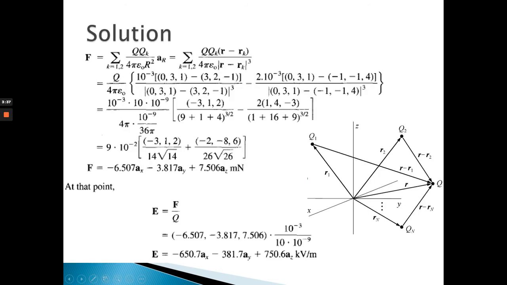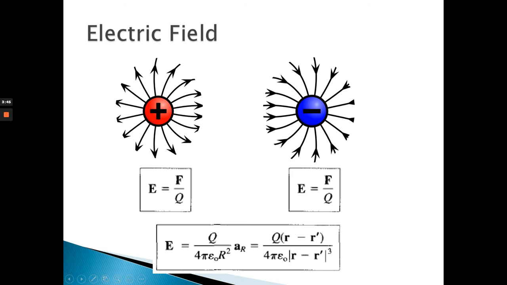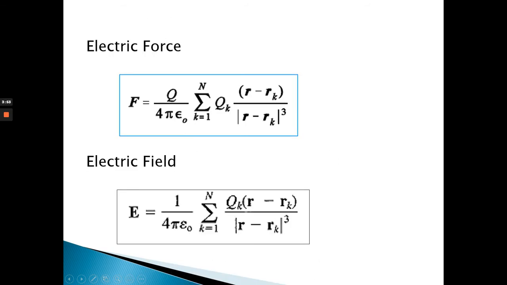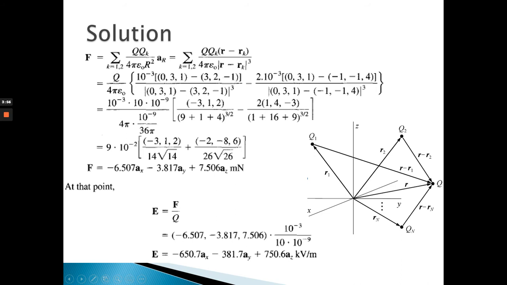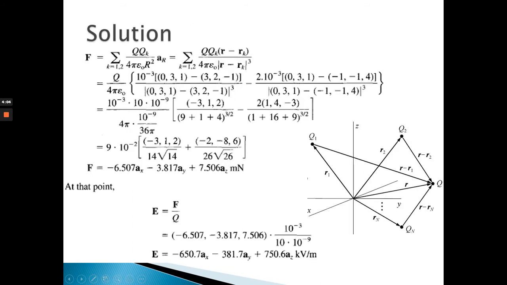Now, we know that F_E is equal to F divided by Q, as we know from here. Either you can directly divide by Q, or you can use this formula. It's up to you. But we already have F, right? So we just directly divide by the given Q, which is 10 nanocoulomb, and then we get this in kilovolt per meter.